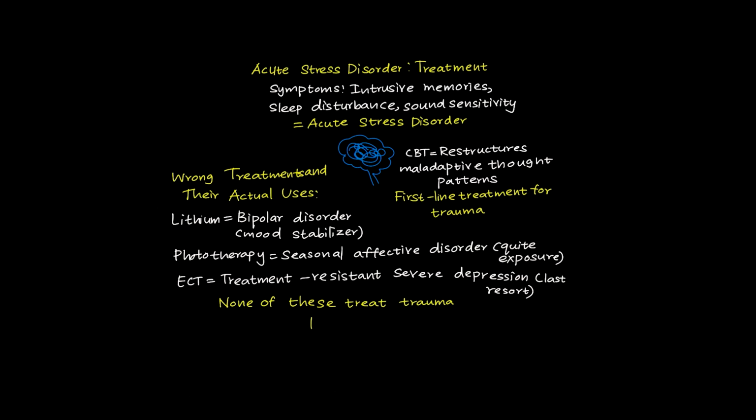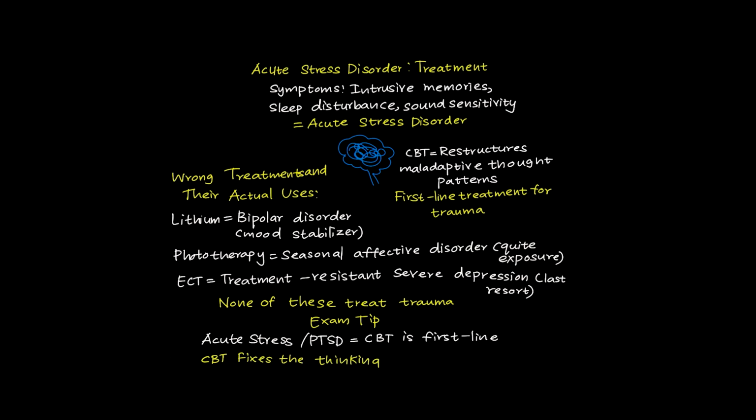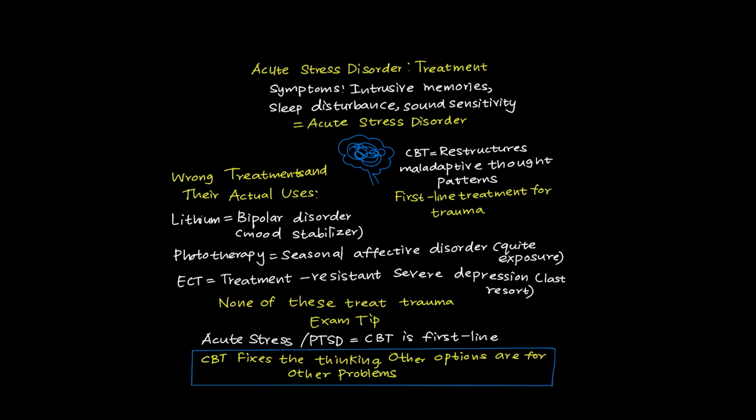Here's a WGU D455 exam tip for you. Acute stress disorder and PTSD questions almost always point to CBT as the initial therapeutic intervention. Medications may supplement, but therapy comes first. Quick recall hook: trauma thoughts need therapy. CBT fixes the thinking. Lithium, lights, and electricity are for other problems.